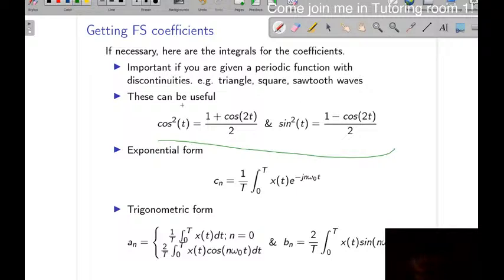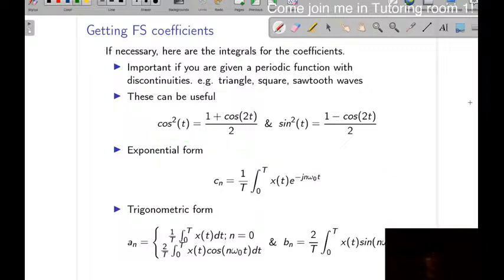You're not really going to be able to do it by inspection if you have something with discontinuities, like a triangle or a square, a sawtooth, something where things aren't smooth. So these two formulas are helpful in those types of integrals sometimes.